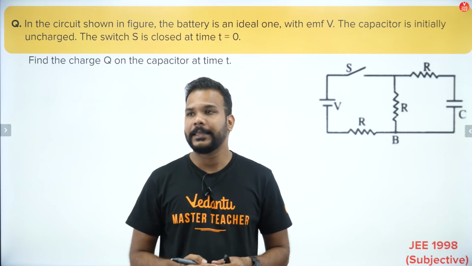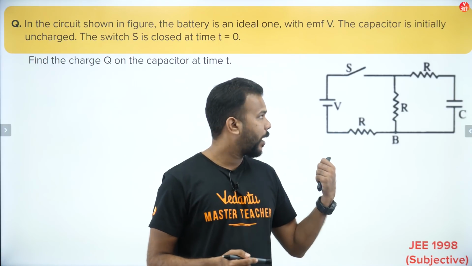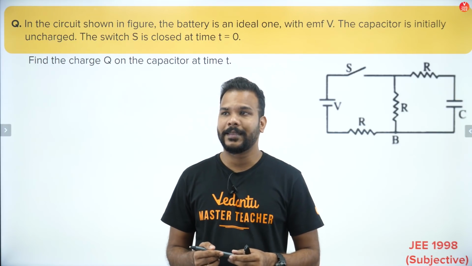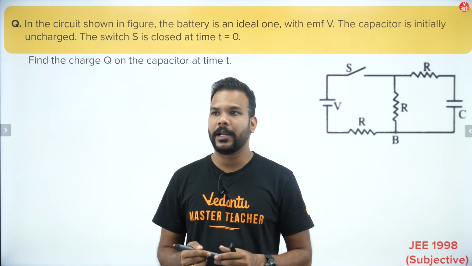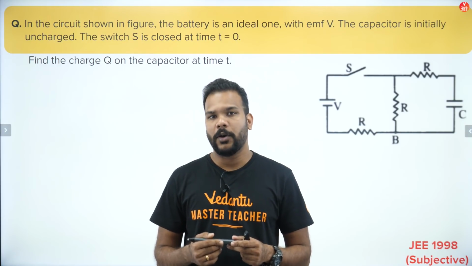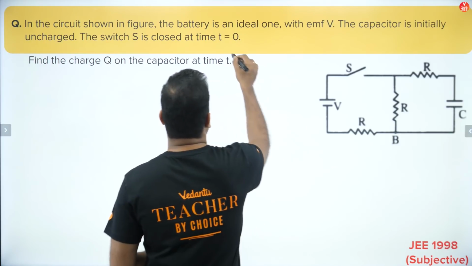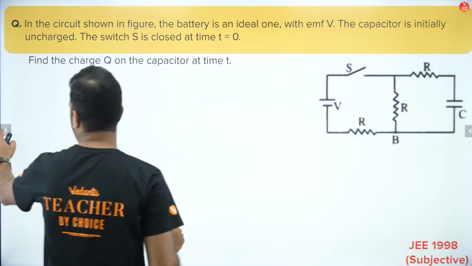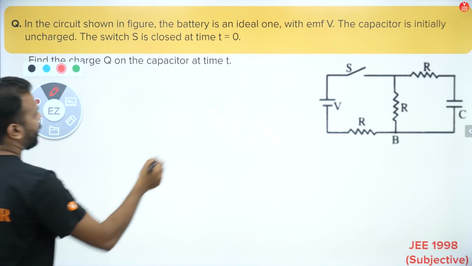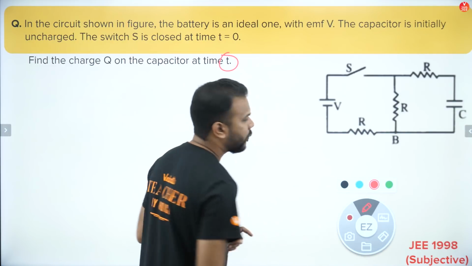So guys, in this question, what the question is saying is that when you are closing this switch S, the capacitor, which is initially uncharged at t equal to 0, so we have to find out once the charging starts to happen, after a time t, how much charge will appear on the capacitor. Okay, so we have to find out the value of the charge here, guys.